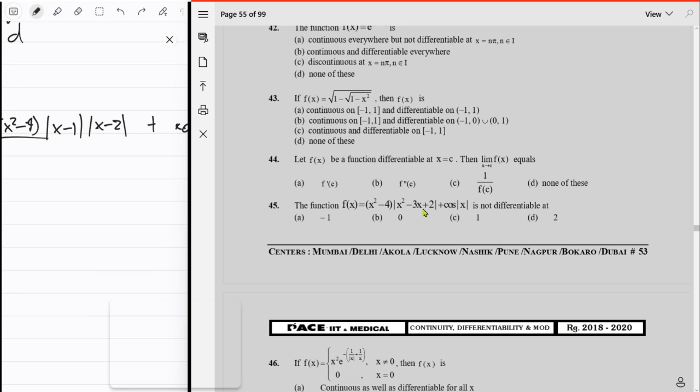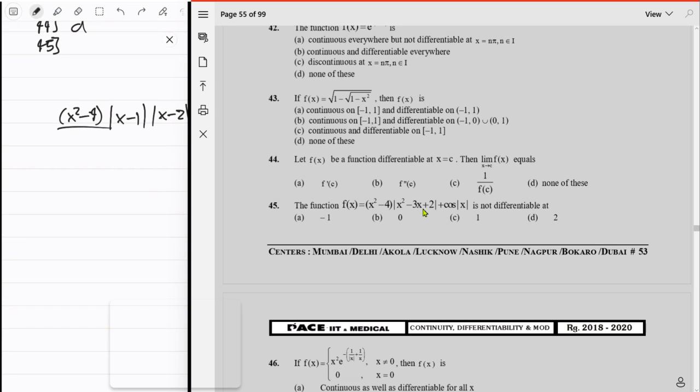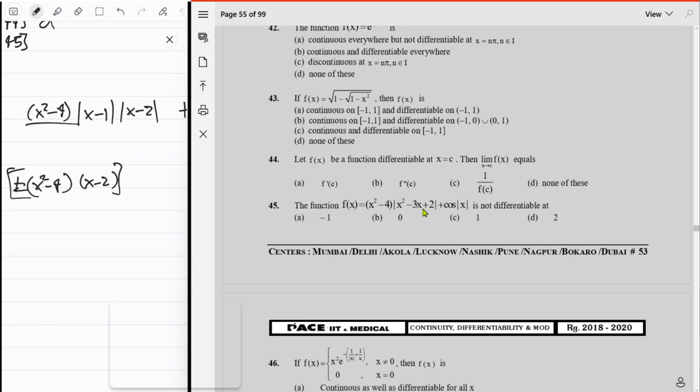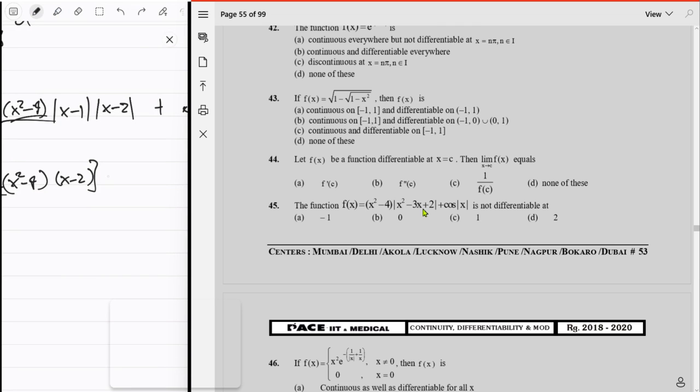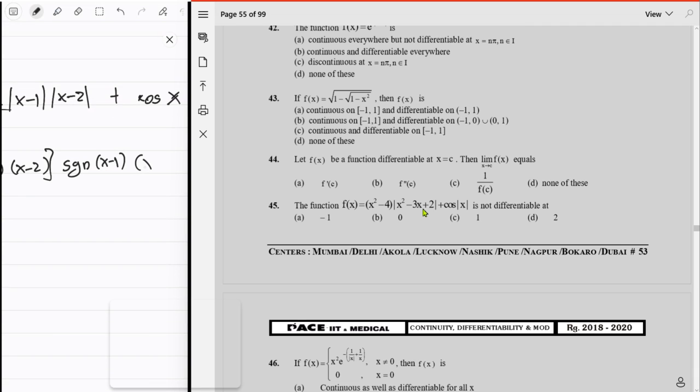So at 1, what would be the differentiation? It's like plus minus, and that changes. Actually, it should be this thing, x square minus 4, plus minus x minus 2. We don't care about it, this is just a polynomial. Okay, wait, this contains x minus 2 as well. That's a problematic thing. But at least let's just do it for x minus 1, right? Now this is signum of x minus 1 and that times x minus 1, right?